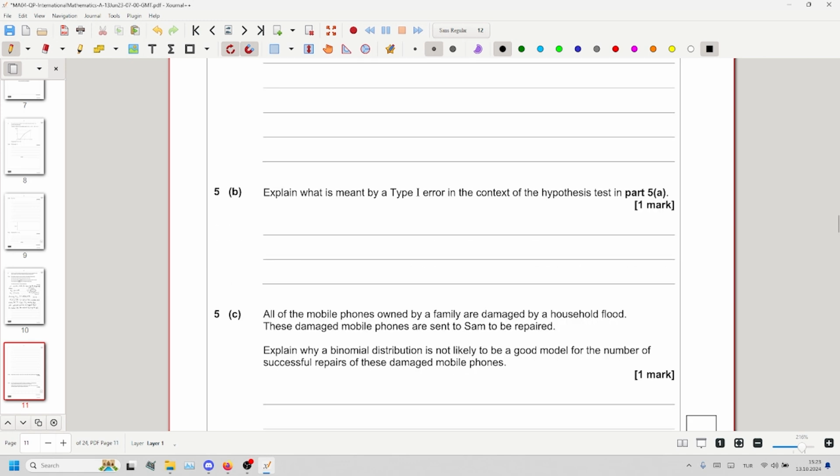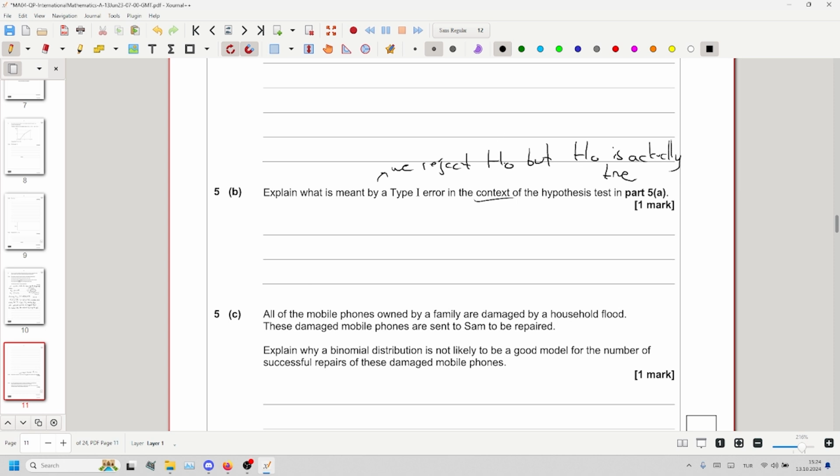Right, now let's continue with this question. These are simpler questions, only with 1 mark. So here it asks us what is meant by a type 1 error in the context of the hypothesis test. If you remember, a type 1 error is when we erroneously reject the null hypothesis. So it happens when we reject H0, but H0 is actually true.